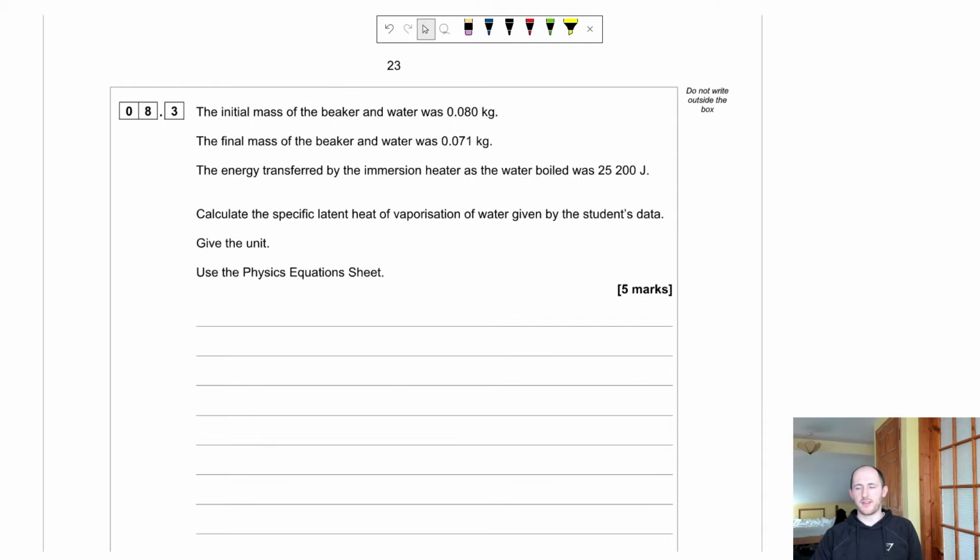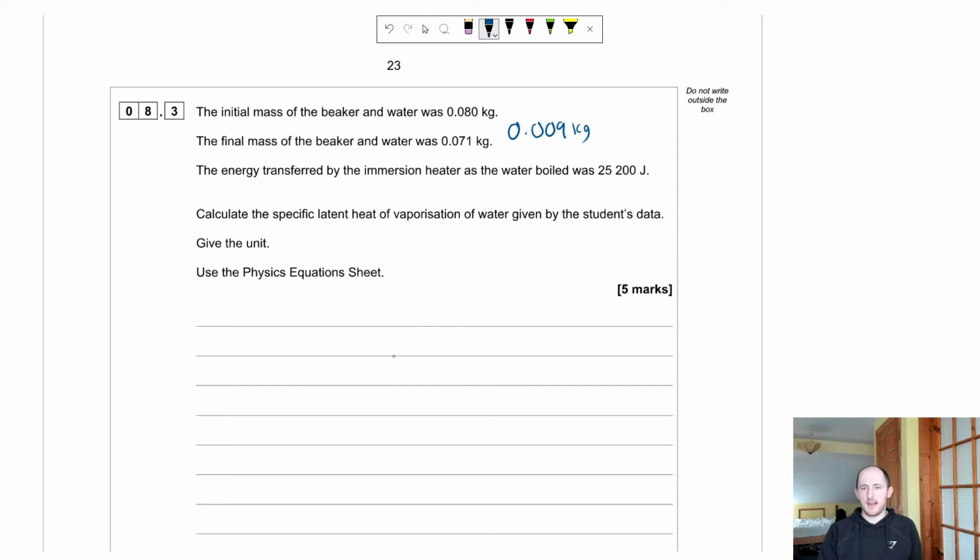And here we have the calculation, a 5-marker, a big fat one. So the initial mass of the beaker and the water was 0.8 kilos. It then drops to 0.071. So that is a difference of 0.009 kilograms. That's about 90 grams. Yep. The energy transferred was 25,200 joules. We need to work out the specific latent heat of vaporization.